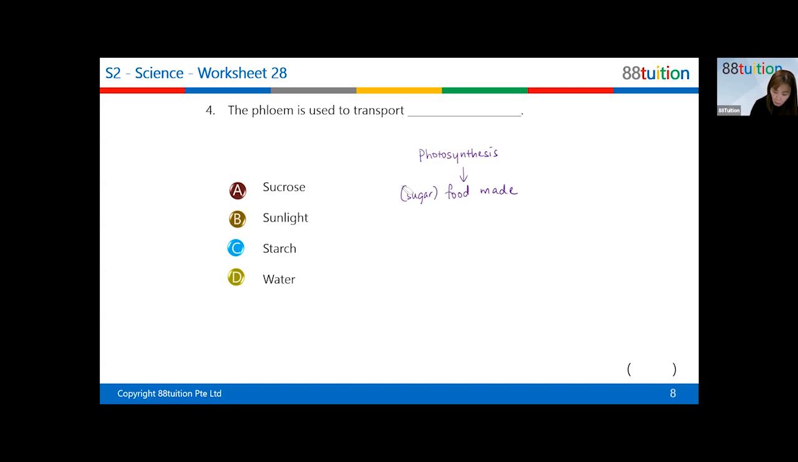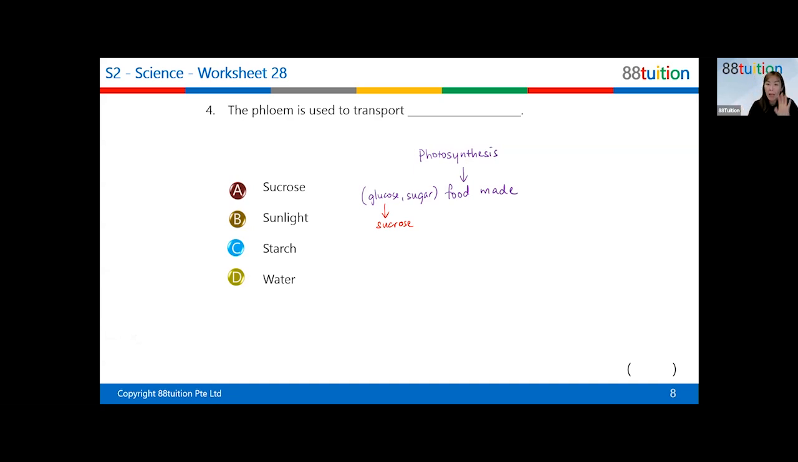Sometimes your teachers would have said that you can say glucose. These are all correct terms. Whether you call it food or sugar or glucose, at your level, it is glucose. Now, when this glucose is being made in the leaves, it is not being transported by the phloem. The phloem will transport another form of sugar, which is sucrose. So the glucose will be converted to sucrose, and then it will be transported by the phloem to other parts of the plant.